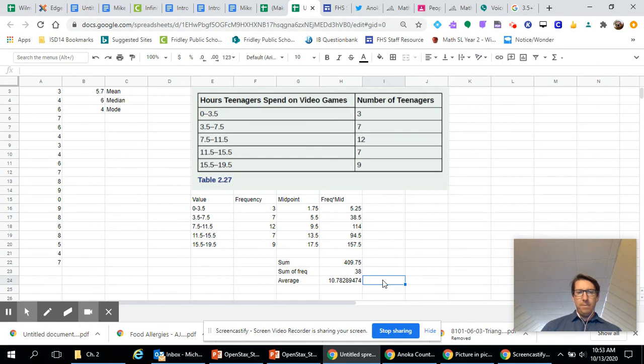All right, and yeah, I guess we could look at the median here. Since we have 38 data values, this would be split up into 19 and 19. So we would need to find the 19th piece of data, since we'd have 19 in each category. So there's 3 and 7, 10. So the 19th piece and 20th piece would land somewhere in here. So our mean would be this number, but the median would be somewhere in the range of 7.5 to 11.5. We're not sure where exactly that would be in there, so we'd have to write a range of numbers.